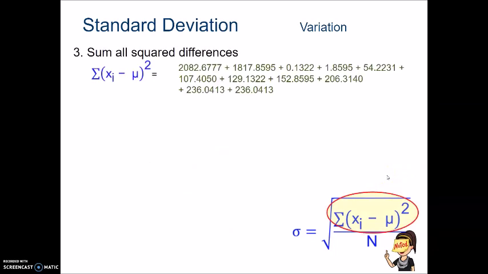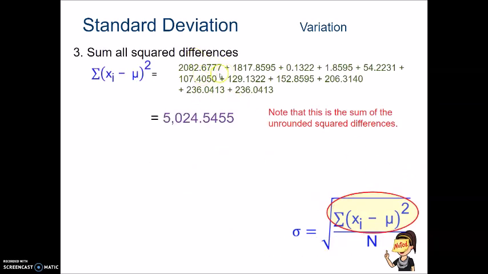Okay, so then we have to sum all of the squared differences. So right here, you'll see that we have added all of those values that we calculated together. This gets our number, okay? So note that this is the sum of the unrounded squared differences. We did not round at this point, so these are the unrounded values.